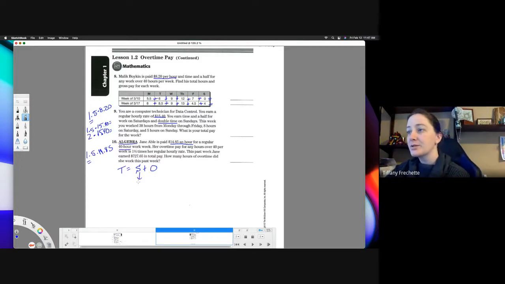So straight time pay is your rate times your hours. Overtime is 1.5 times your rate times your hours. So we have everything we need. They're just asking us to apply it in a slightly different way. That's all. So we know we're going to have to add these things together, and it's going to give us our total. So they also told us what our total pay was. It's $727.65. I can write that in instead of T.